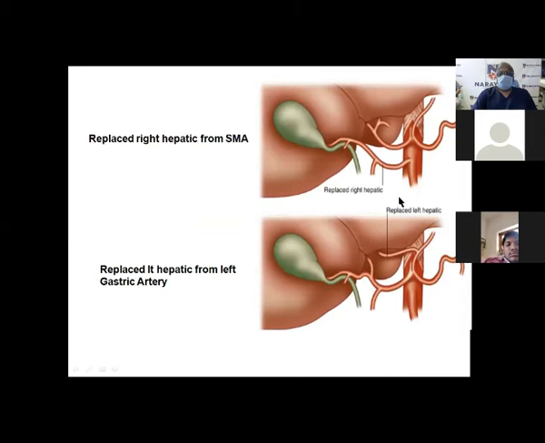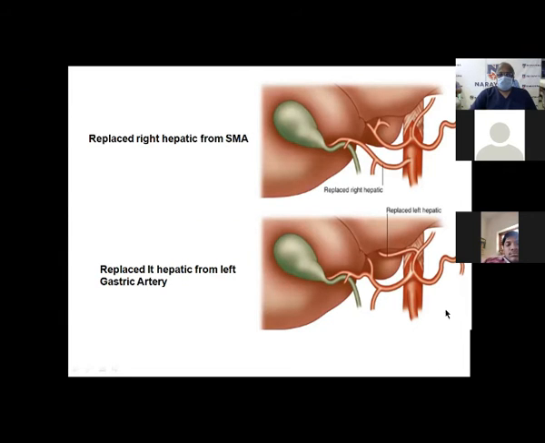Sometimes the right hepatic artery comes straight from the superior mesenteric artery. This is called the replaced right hepatic artery. If you do a Whipple's procedure, you can see it nicely going along the portal vein just below, and it will be prominent. It goes to the superior mesenteric artery.